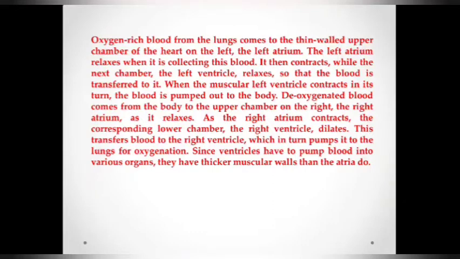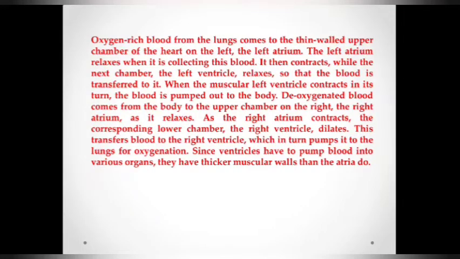Deoxygenated blood comes from the body to the upper chamber on the right, the right atrium, as it relaxes. As the right atrium contracts, the corresponding lower chamber, the right ventricle, dilates. This transfers blood to the right ventricle, which in turn pumps it to the lungs for oxygenation.